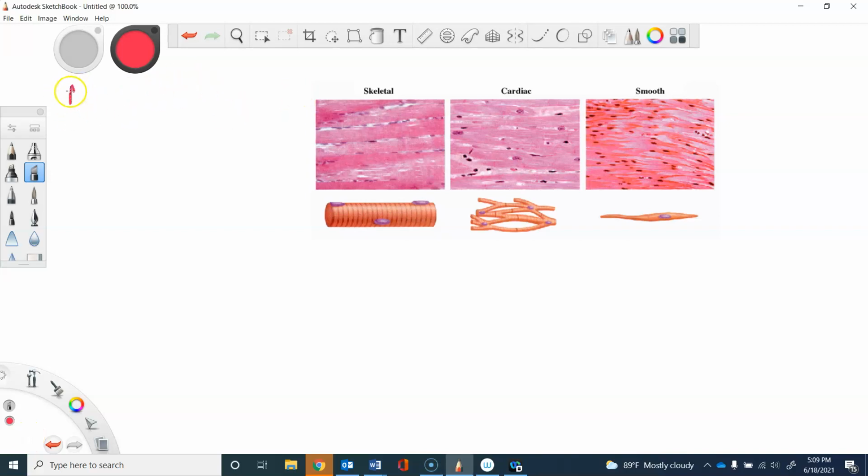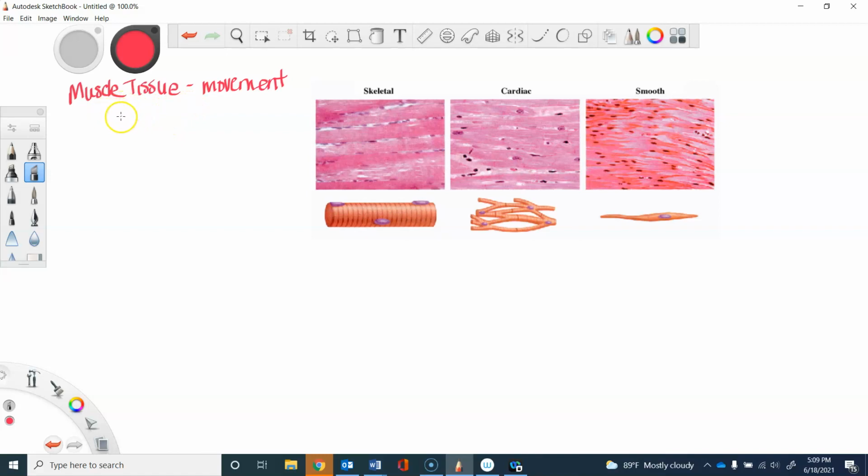The next primary tissue type is muscle tissue. Don't forget, muscle is its own tissue type. It is not a connective tissue. Muscle tissue provides movement. So movement of your body, movement of things, movement of fluids and things like that within your body.